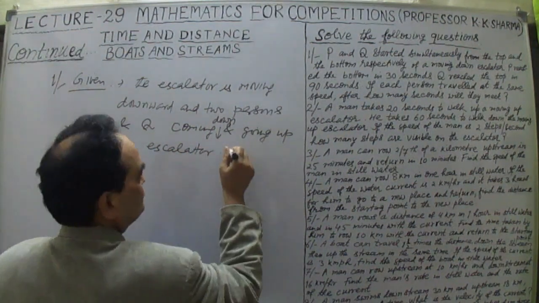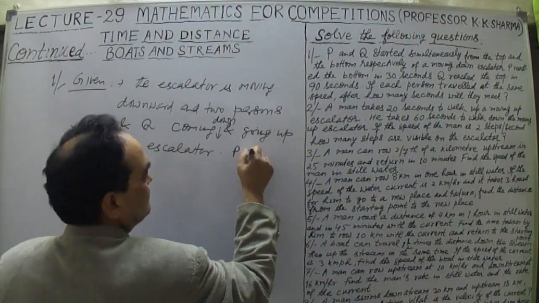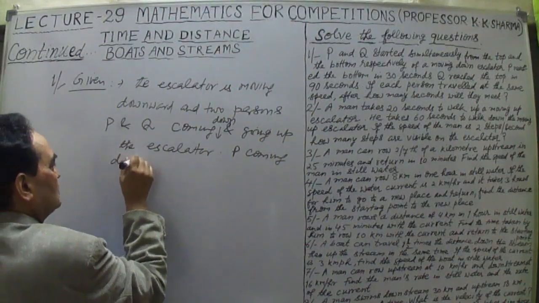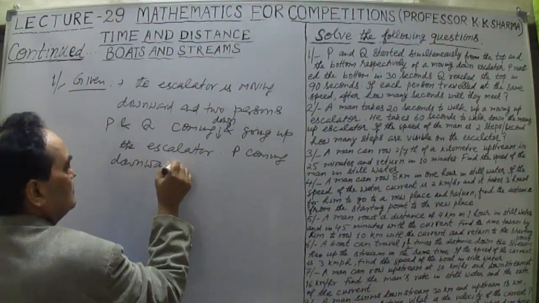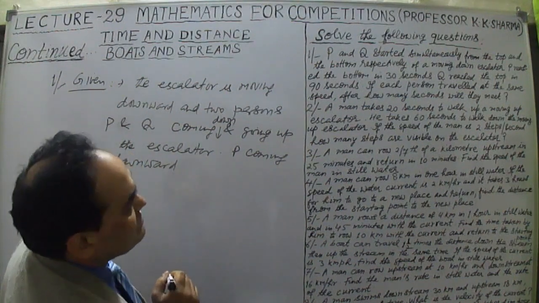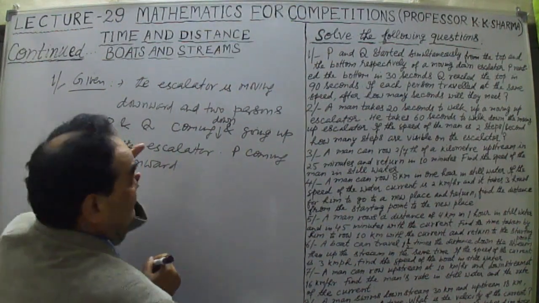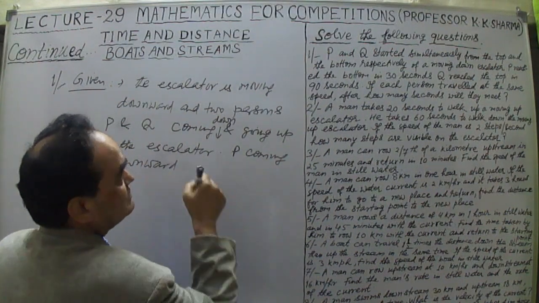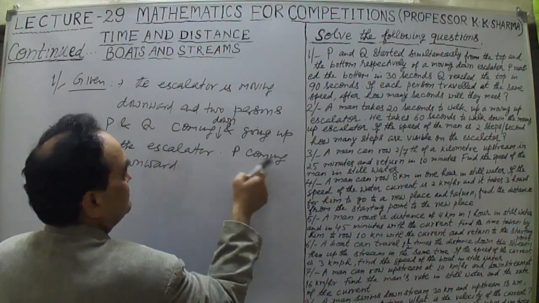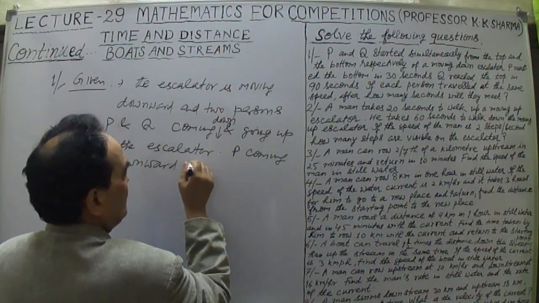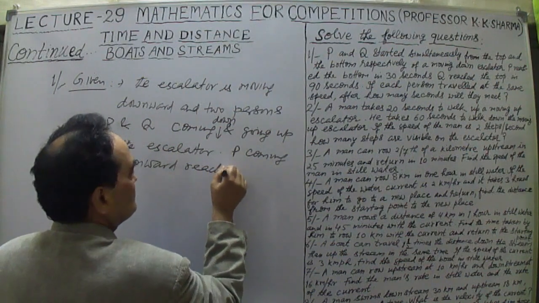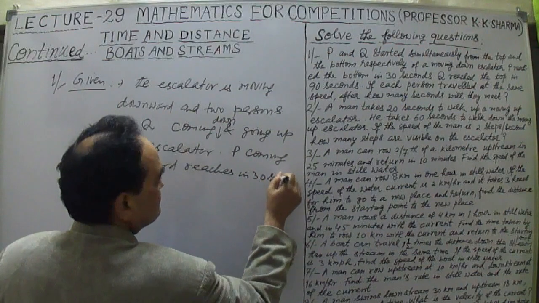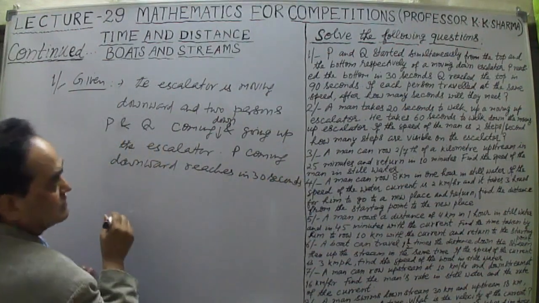Okay, and P, coming downwards on the escalator, reaches the bottom in 30 seconds.